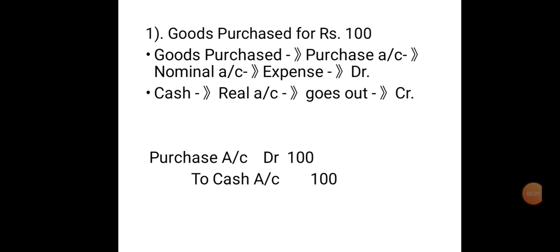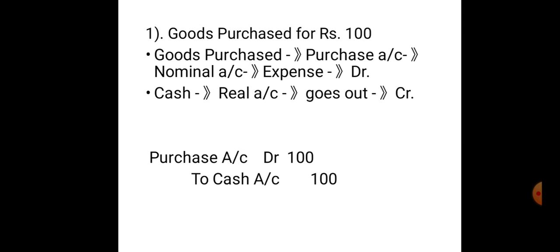Now, as you have understood how goods purchased and goods sold are to be treated, let us start with our first transaction. My first transaction is goods purchased for rupees 100. Now, students, it is a financial transaction. It is measured in money, and that is why it can be recorded in books.